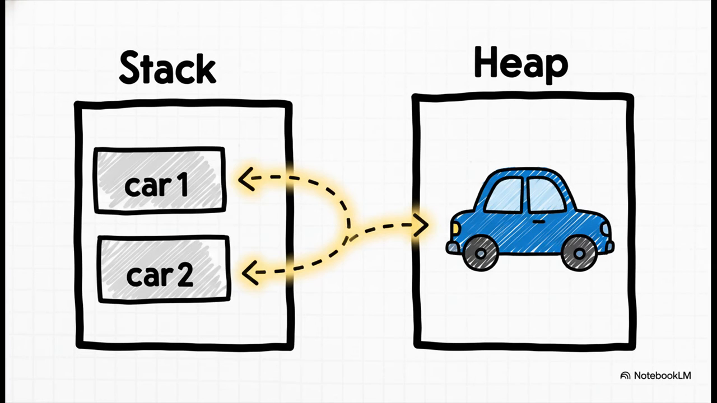So let's be super clear here. We have only one car object in our entire program. It's sitting there on the heap. But on our stack, we now have two different variables, car1 and car2, and they both hold a reference pointing to that one single object.